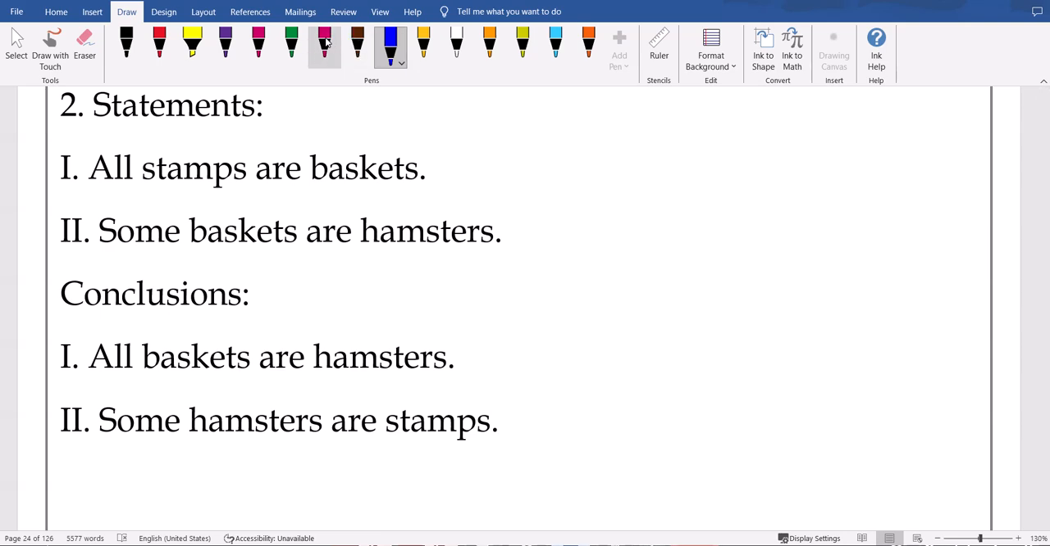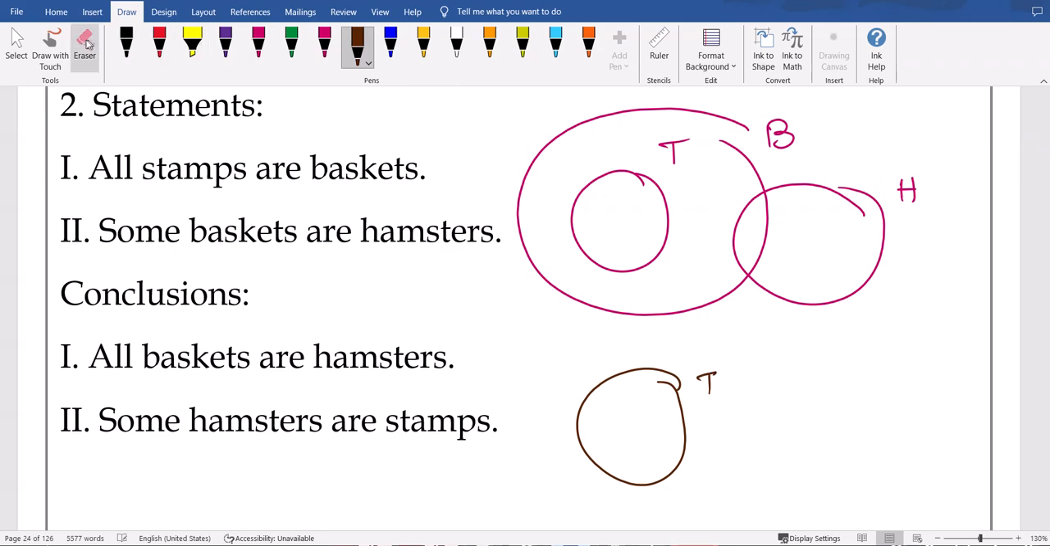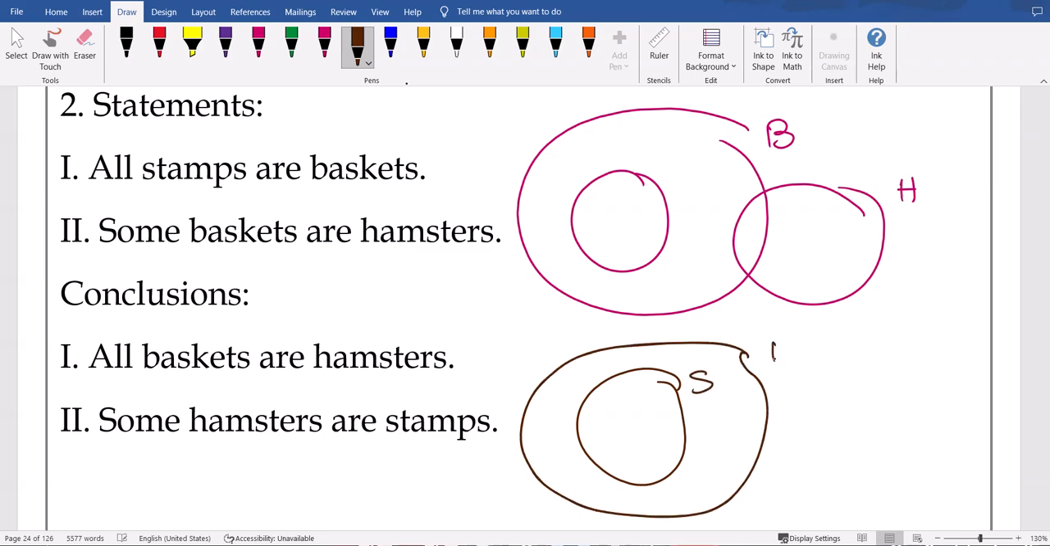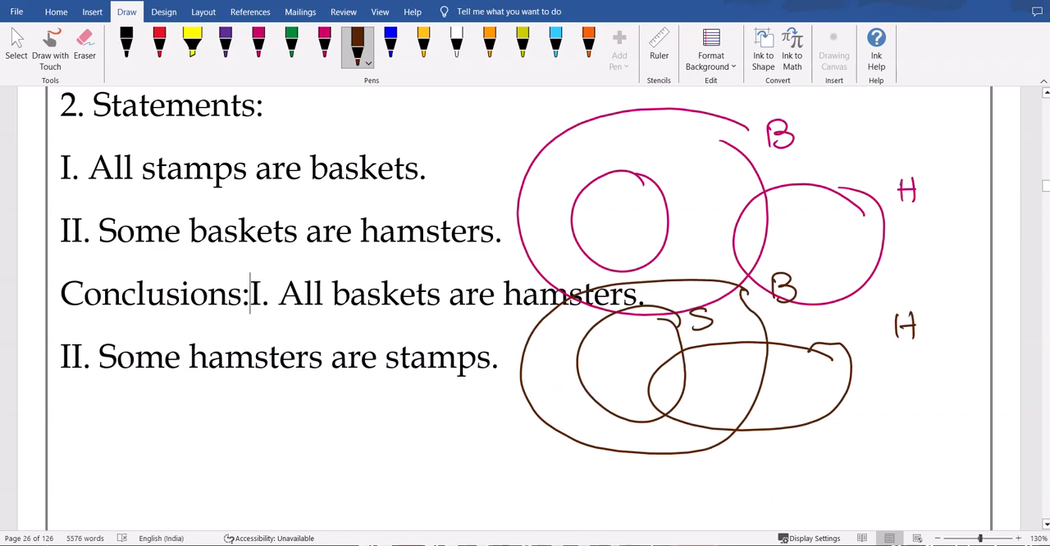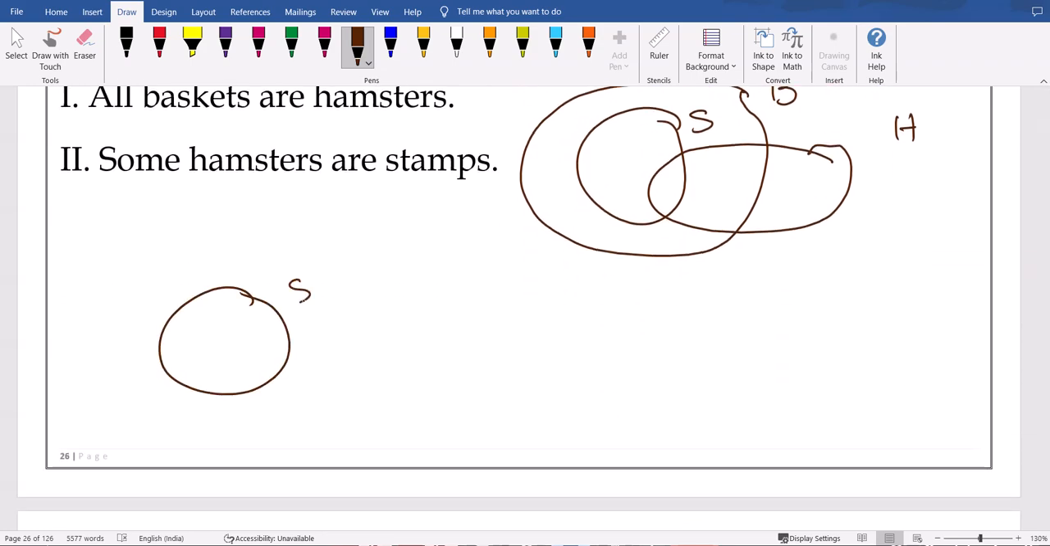All stamps are baskets. Some baskets are hamsters. Okay. I'll give plenty of other diagrams. So all stamps are baskets. Some baskets are hamsters. Okay. Many of the students know these two diagrams, but the other one, listen, this diagram: all stamps are baskets.